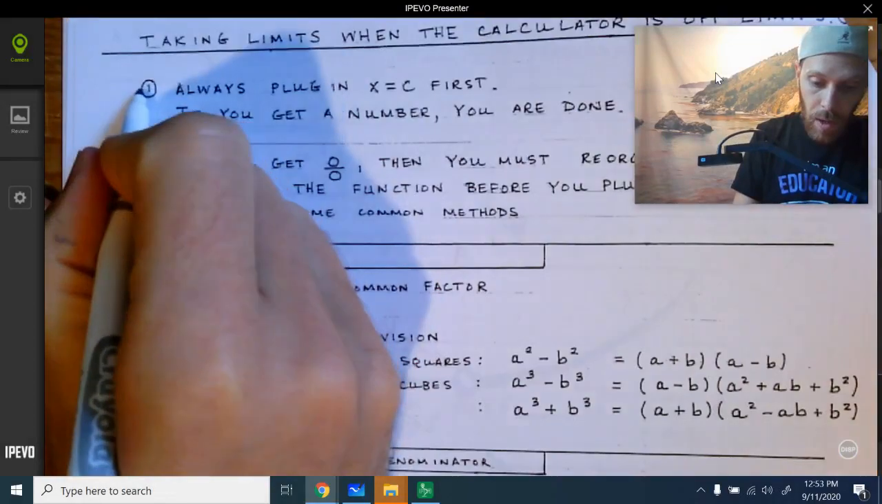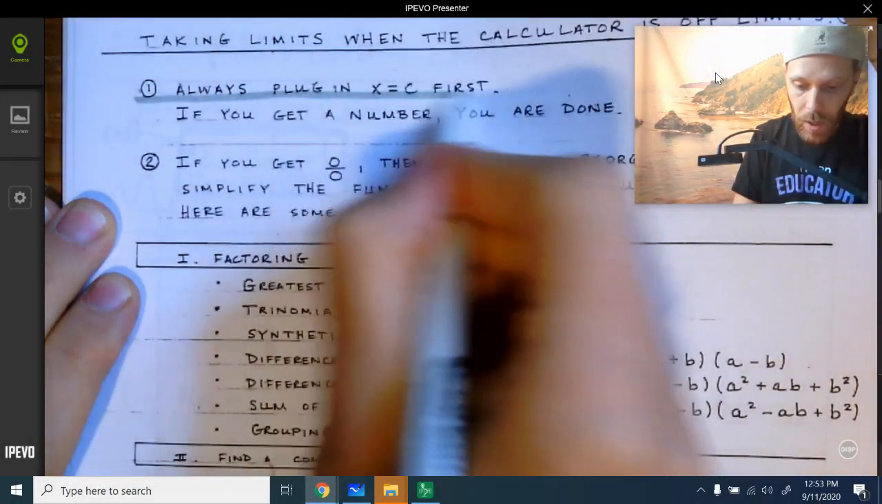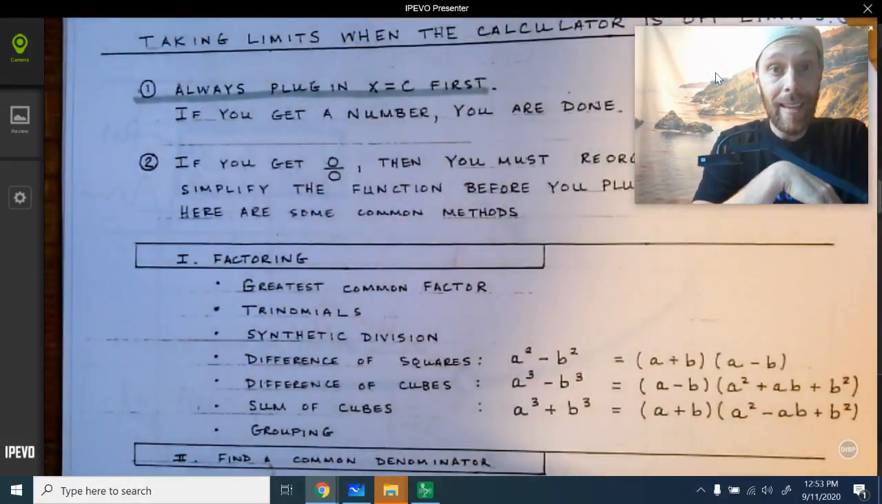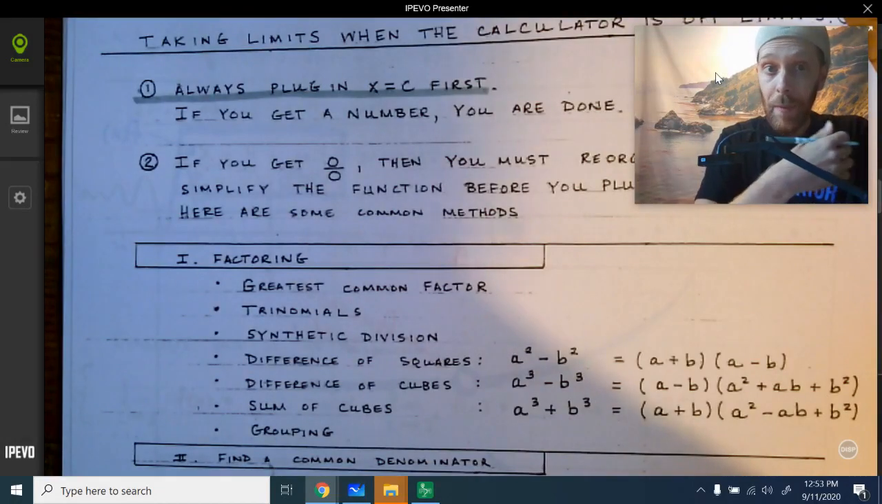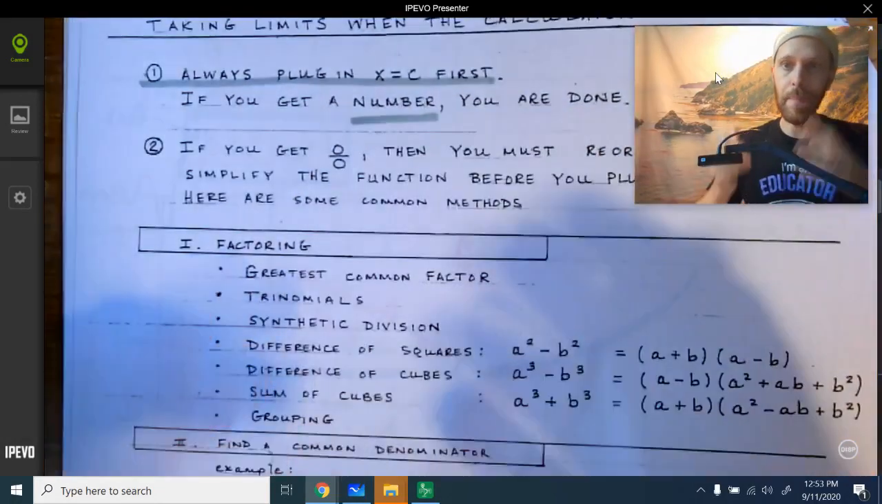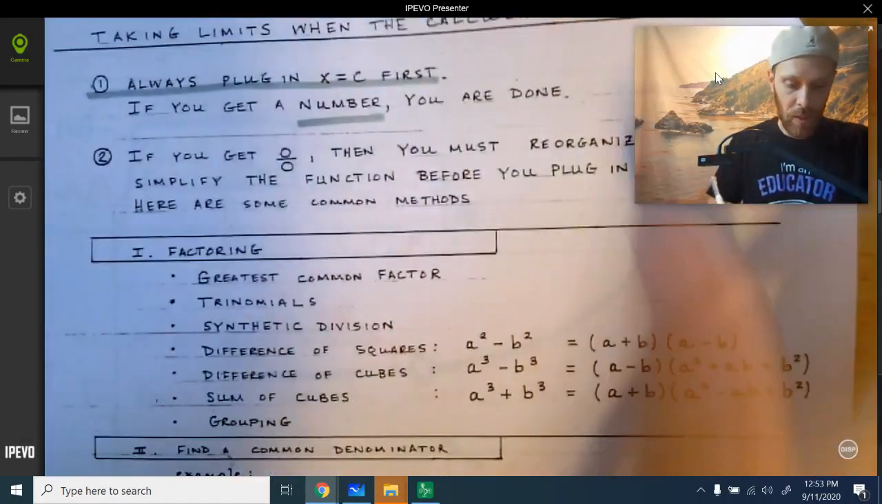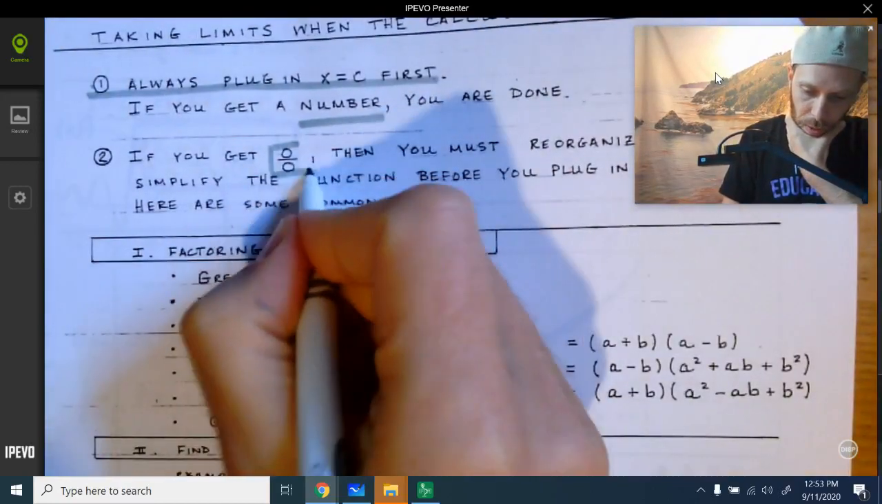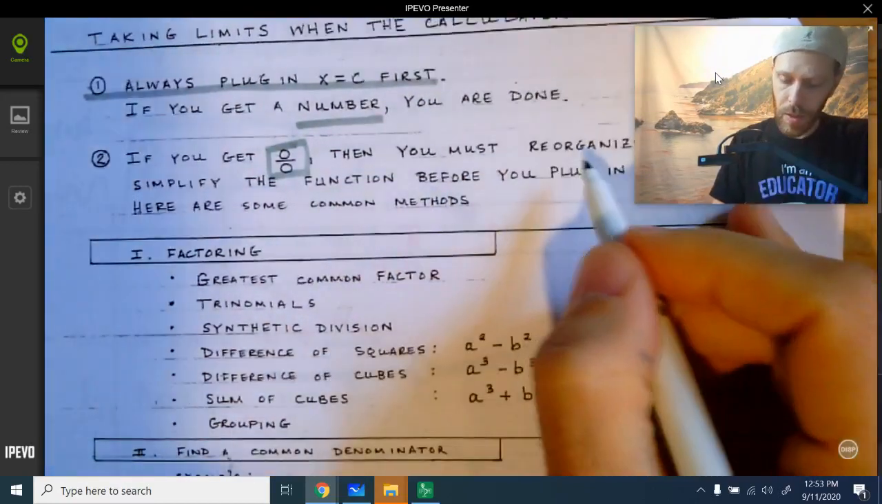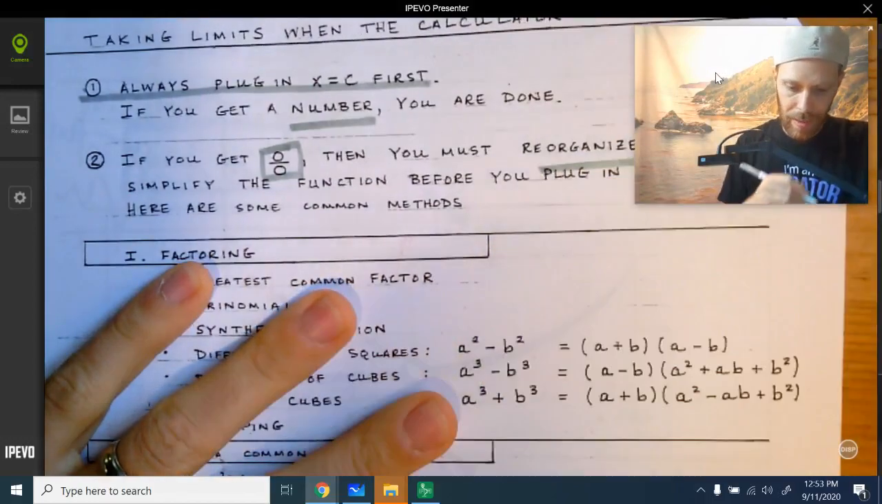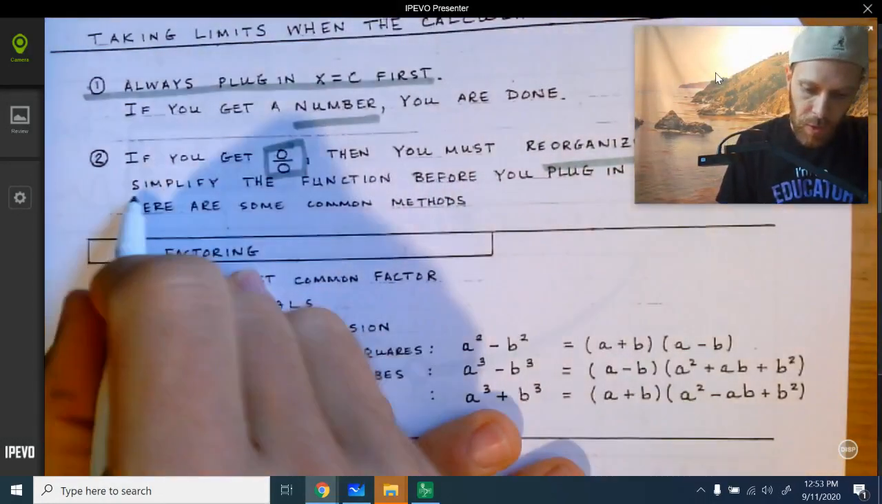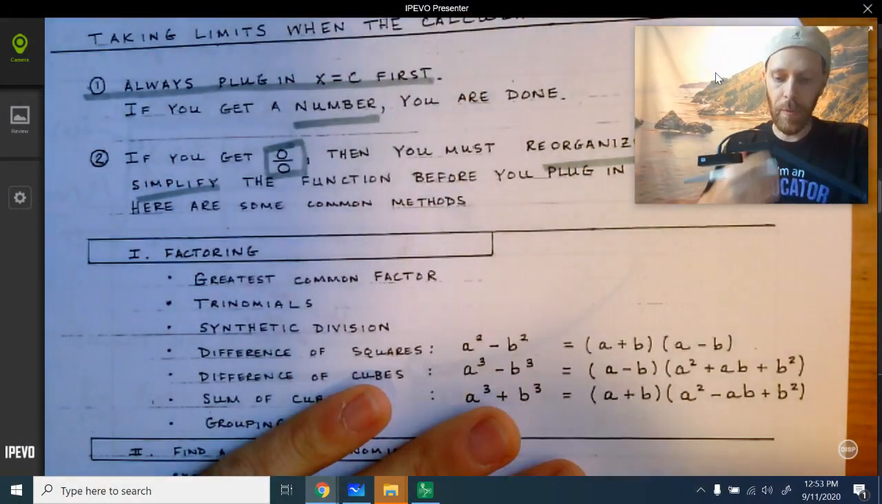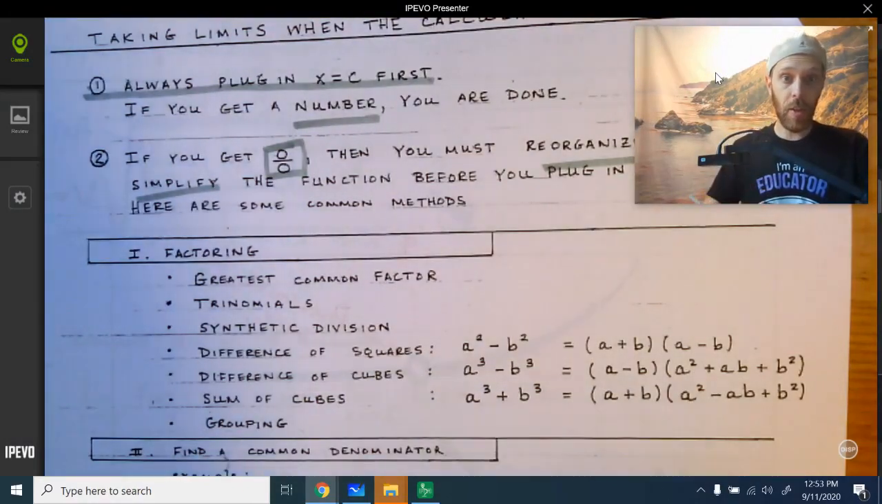So step number 1, always plug in x equals c. If you get a number, guess what? You're done. Second thing, if you get 0 over 0, then you must reorganize or simplify the function before you plug in again. And so let's talk about all the different ways that you can reorganize.